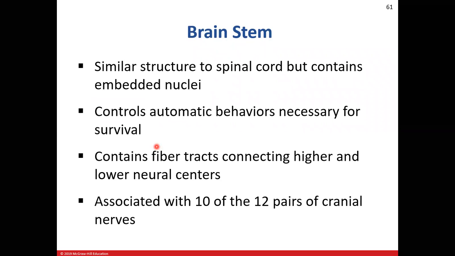So if we look at the brainstem and we look at the structure, it's really going to be very similar to the spinal cord, but it does contain a lot of embedded nuclei. The function of the brainstem is really a lot of our automatic and autonomic behaviors that give us the ability for survival. It contains fiber tracts that help to connect the higher and lower neural centers, and the brainstem is associated with 10 of the 12 pairs of our cranial nerves.